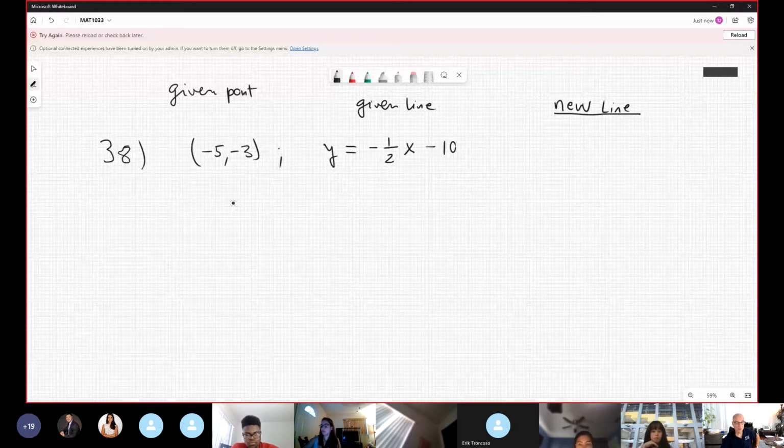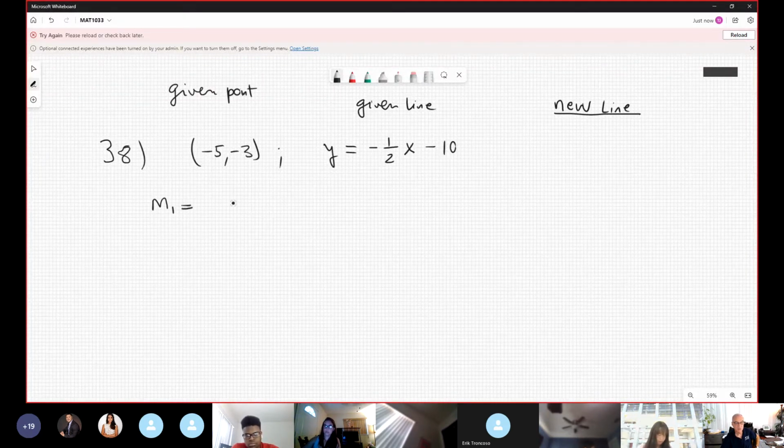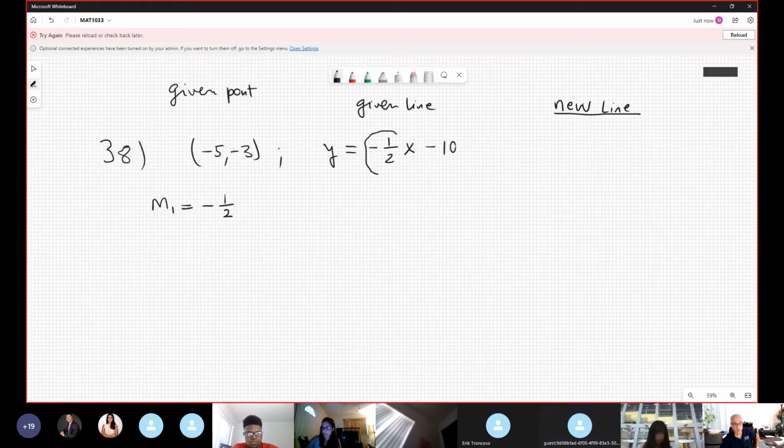So remember, step 1 and step 2. Step 1 is determine the slope of the given line. What is the slope of the given line? Tell me. -1/2. -1/2. Super. Only the coefficient. Okay. Now, my next question is, what is the slope of the new line that we need?